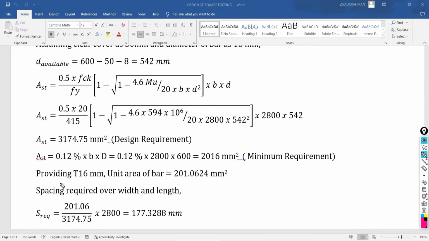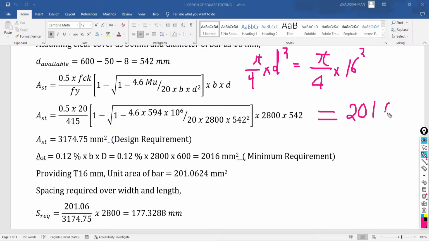As we earlier decided, we will provide 16 mm diameter bars. For a 16 mm diameter bar, the unit area of the bar is 201.06. We know the formula pi by 4 d square, that is pi by 4 into 16 square. If you calculate this value, we get 201.06 something. So it is the unit area of a 16 mm diameter bar.